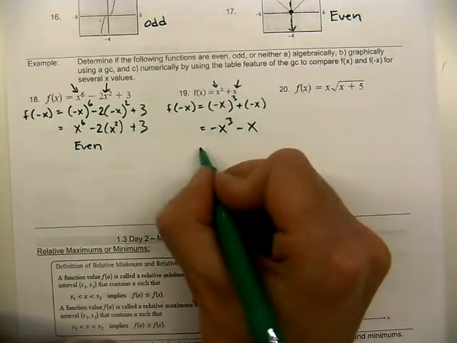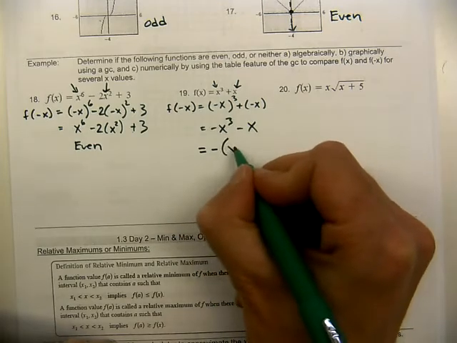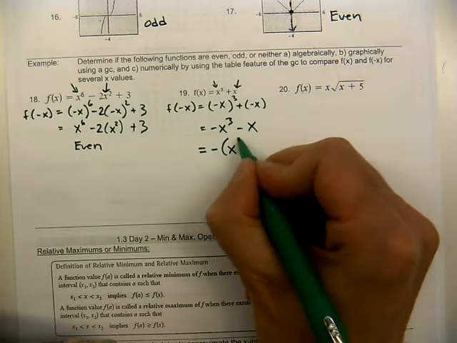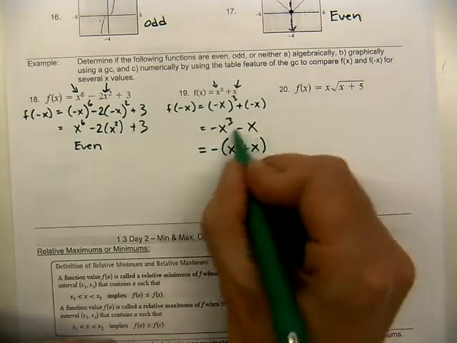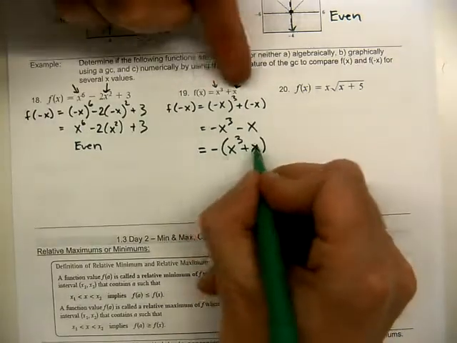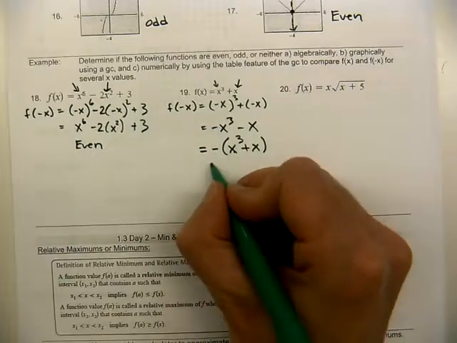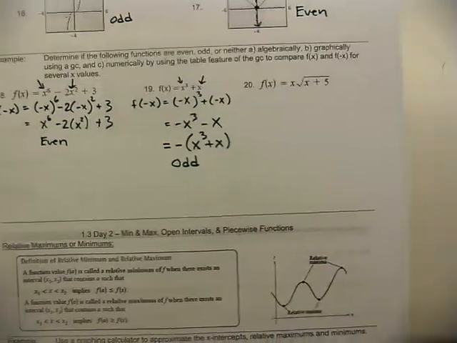And currently no, but let's factor out a negative 1. And that results now in negative times the quantity of a positive x cubed and a positive x. So now you're looking at what's in parentheses. Notice that's exactly the same as the original function. And you have a single negative sign out front. That's the pattern you're looking to determine that we have an odd function.